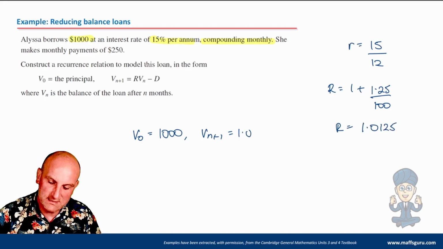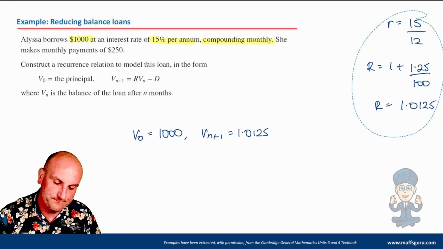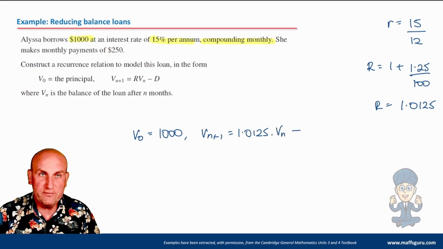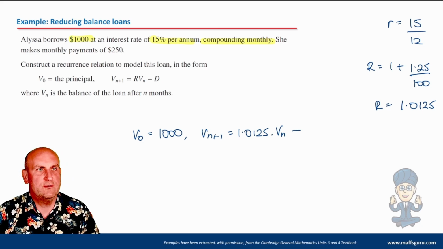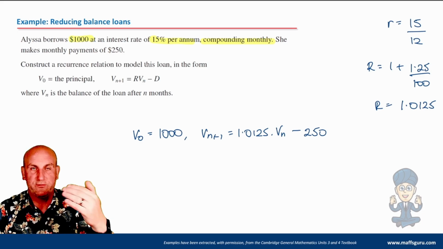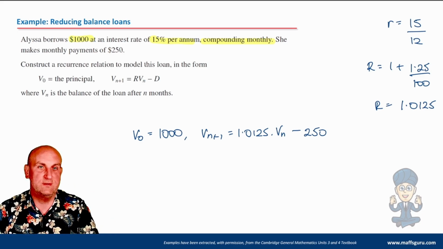1.0125. And again, why do I always run out of room? So let's circle these and move them over. And what have we got? That's going to be 1.0125 times V of n minus, she makes monthly payments of $250. So I'm going to minus the 250 because she wants to make the loan less. That's why we're taking it off.